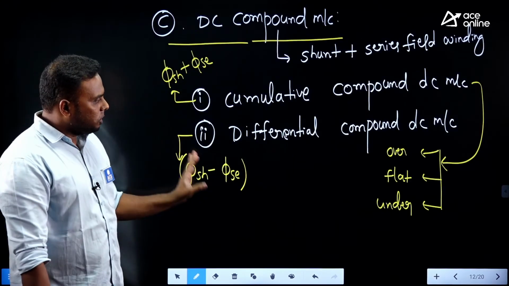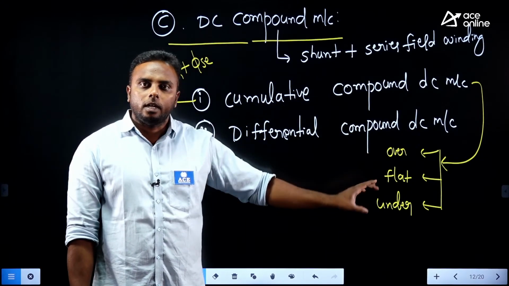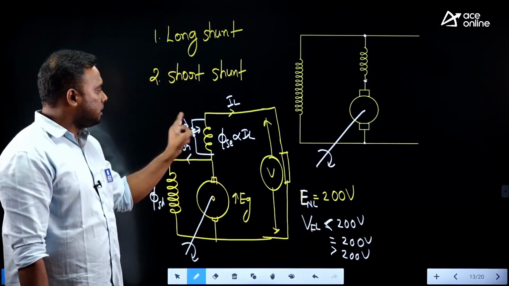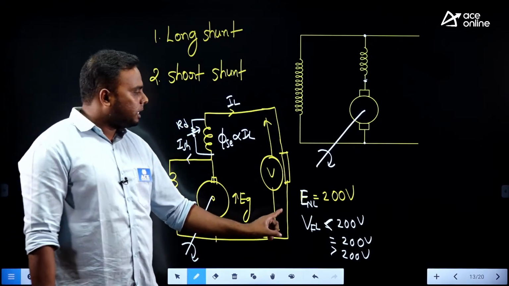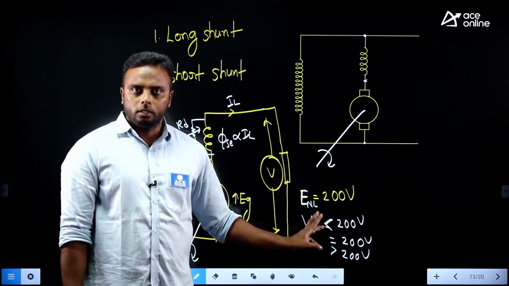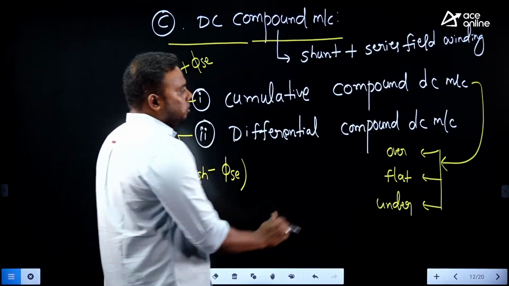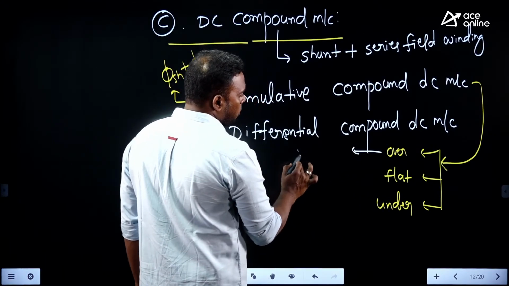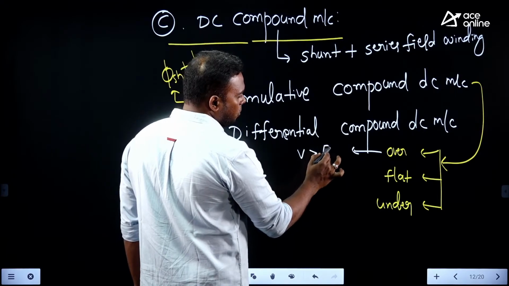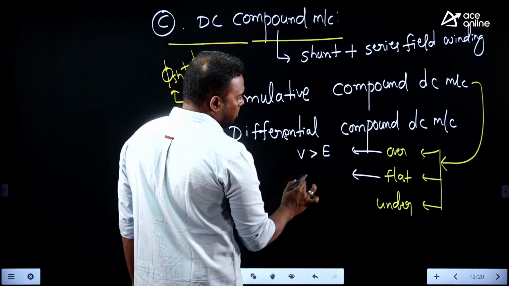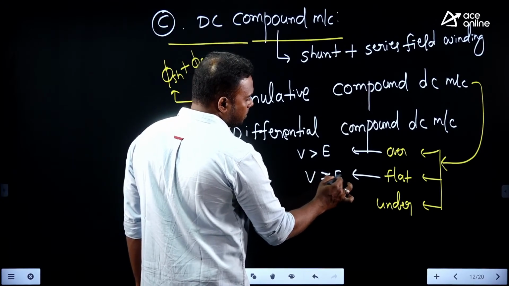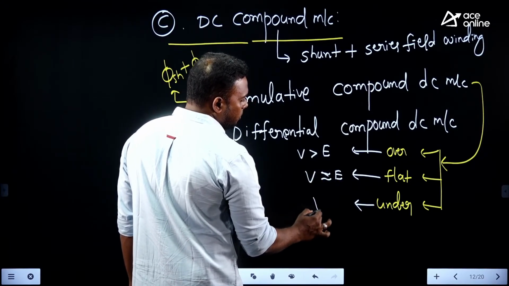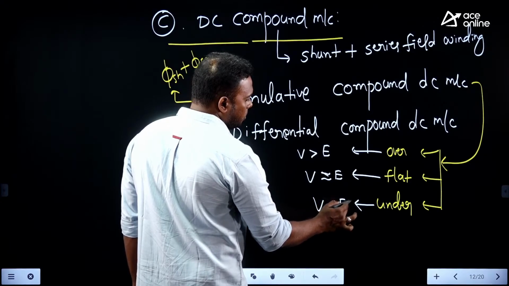And in order to achieve the cumulative three types again, over, flat, under, we need to adjust this diverter. By adjusting this diverter, check the relation between no load voltage and full load voltage. In over compound, the full load voltage will be greater than no load voltage. In flat compound, the full load voltage is almost equal to no load voltage, but in under compound the full load voltage will be less than no load voltage.